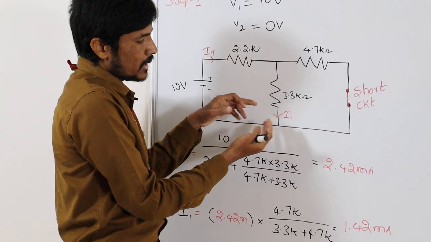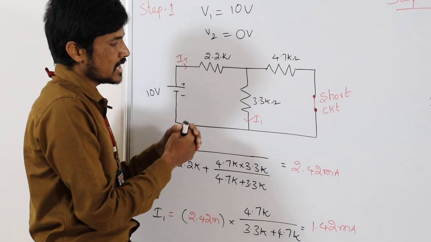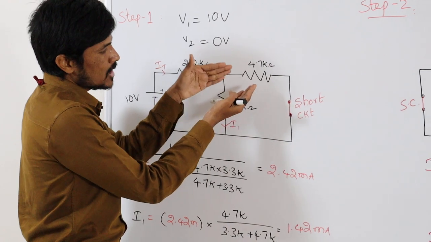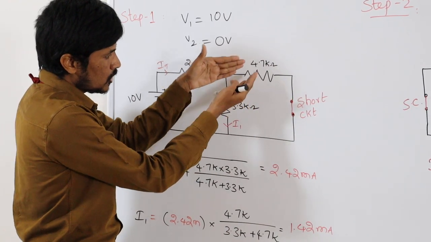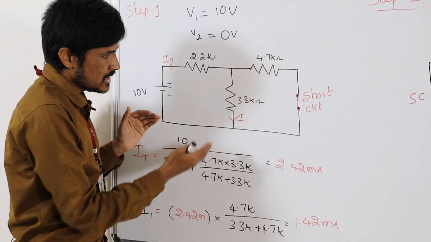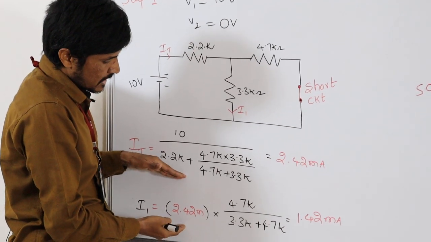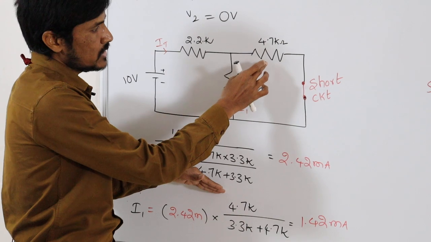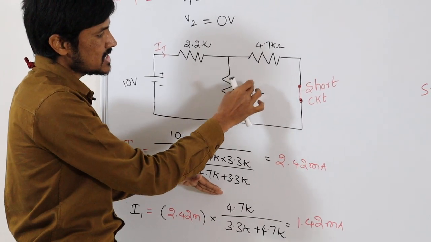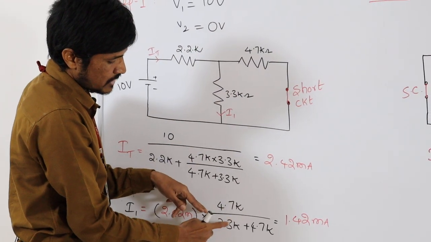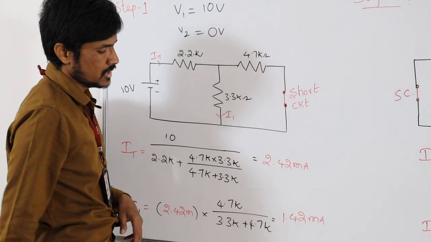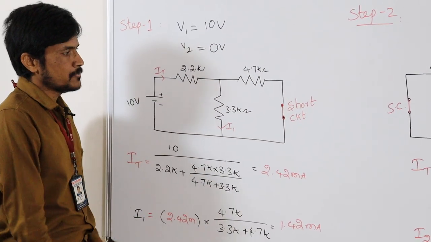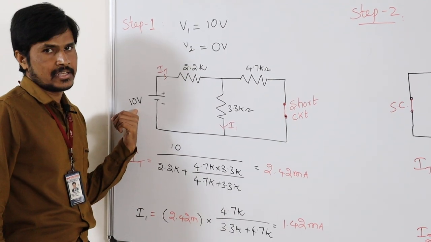to, here we are going to apply the current division rule. How to apply the current division rule: input current into the opposite resistance for this branch, divided by the total resistance in the parallel circuit. So input current is 2.42 milliamperes into, for this one the opposite one is 4.7 kilo ohms, divided by the summation of these two. So 4.7 divided by 3.3 plus 4.7 k. So we will get 1.42 milliamperes. So this is the current where V1 source is acting.